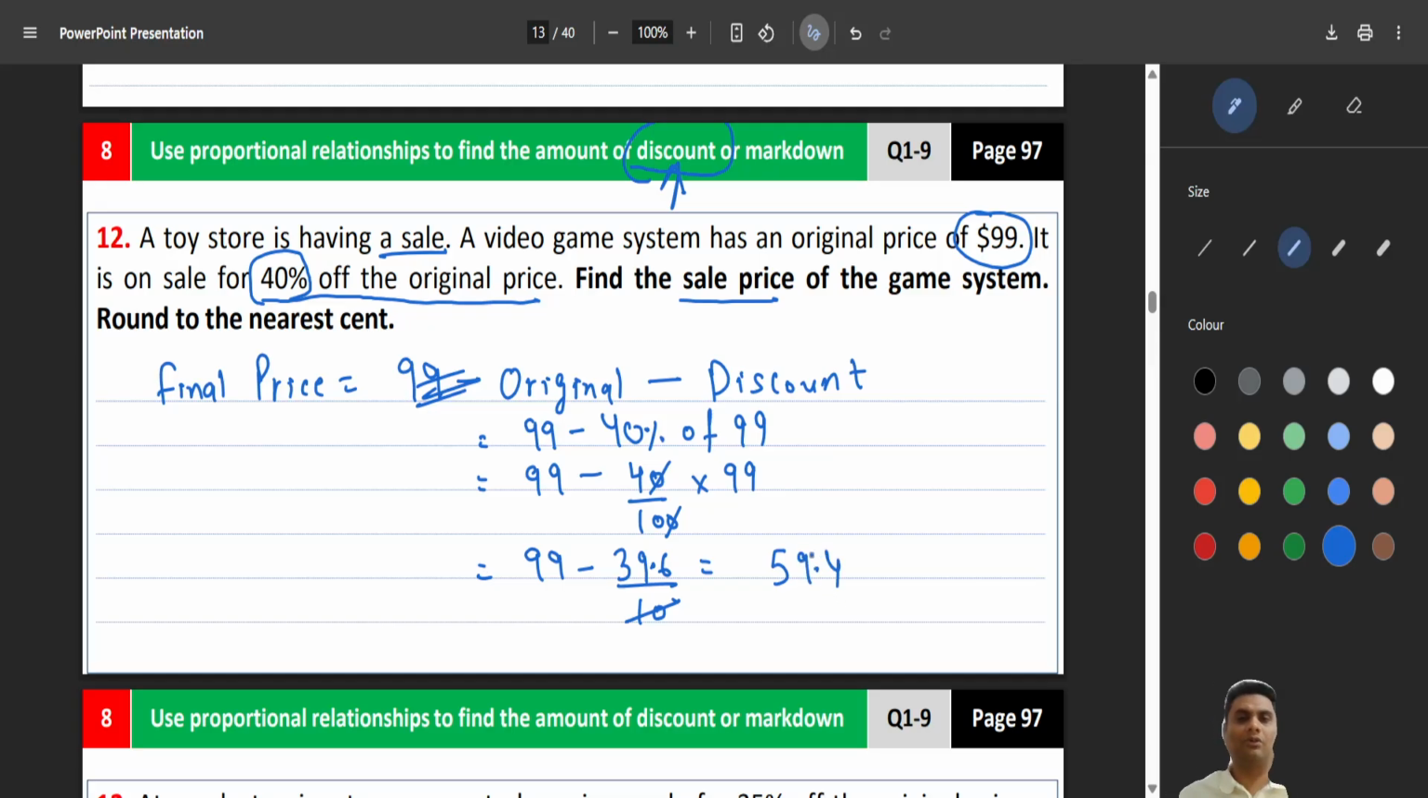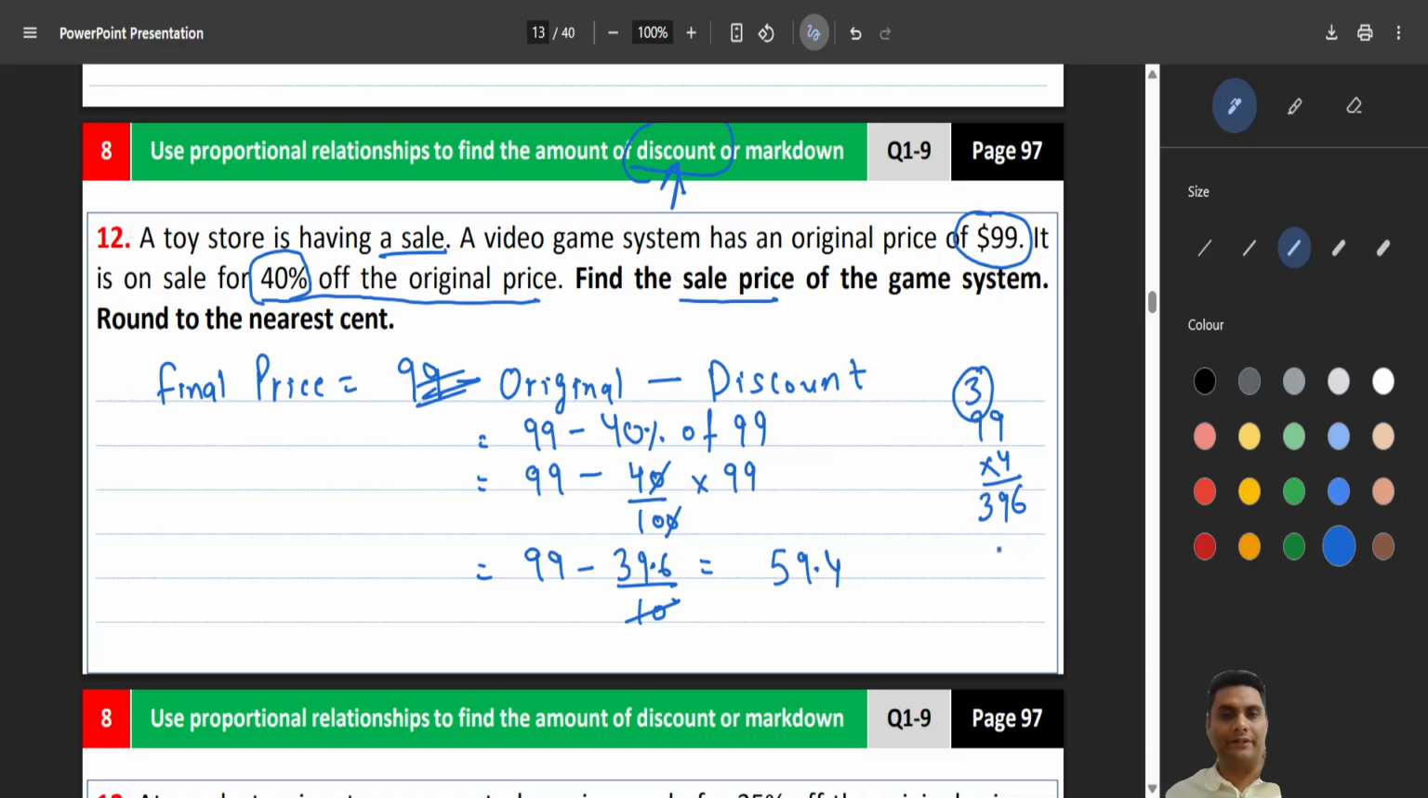59.4. Let's see how. First of all, how did I do 99 times 4? Check. 9 times 4, 36. So 6 will go down and 3 will go up. Now 9 times 4 again 36. 36 plus 3, 39. So that is how I got 396.